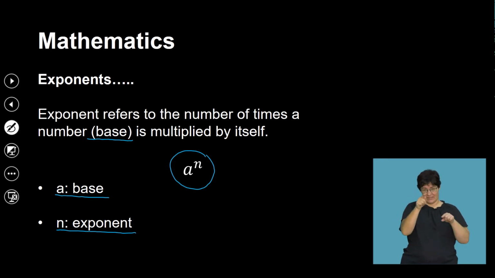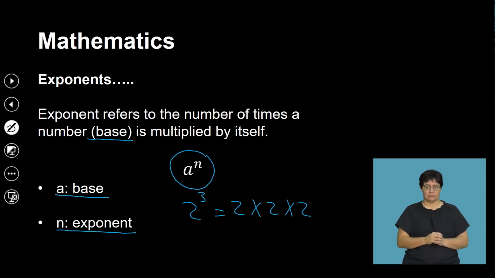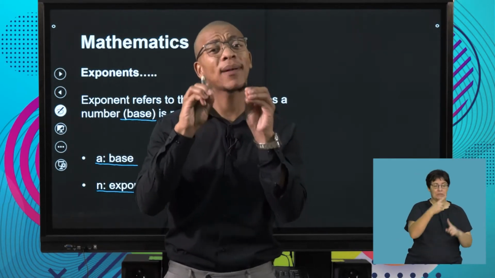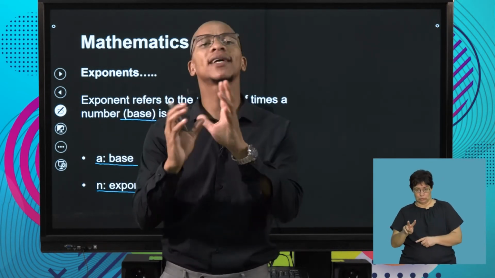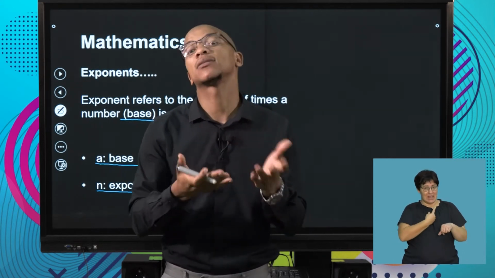So for example, let's say I have 2 to the exponent of 3. The 2 will then be my base, and the 3 will be how many times I'm going to multiply the base by itself. So since it's 3, it means I'm going to multiply it by itself 3 times. So that will be 2 multiplied by 2 multiplied by 2. So that's 1, 2, 3 times it is multiplied by itself. Please don't think that I'm saying it's 2 multiplied by 3. No, it's 2 multiplied by itself 3 times. That's what an exponent is about, because we just said the definition is how many times the base is multiplied by itself.